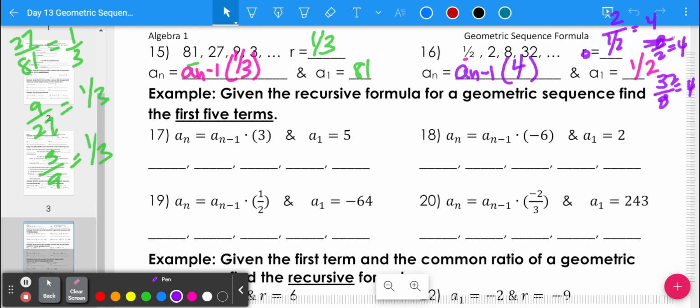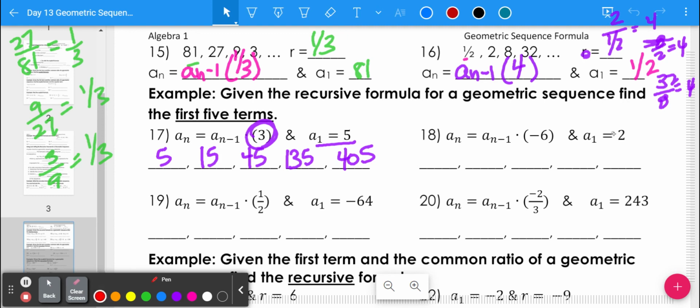As we move to examples 17 through 20, they're going to give us the formula. They want us to find the first 5 terms. Well, my first term is listed, so it is 5, and I can tell what I'm doing to my numbers right here. So I'm multiplying by 3. 5 times 3 is 15. 15 times 3 is 45. 45 times 3 is 135. And 135 times 3 is 405. And again, this is calculator work.